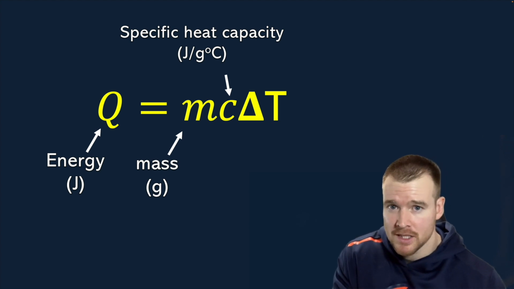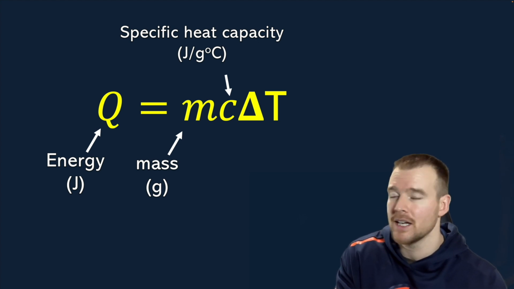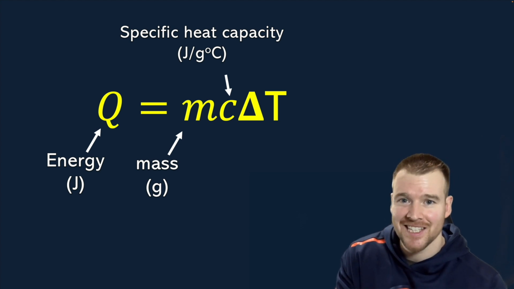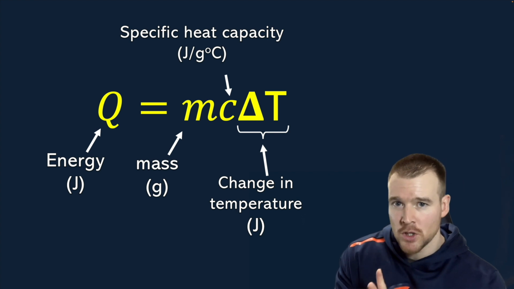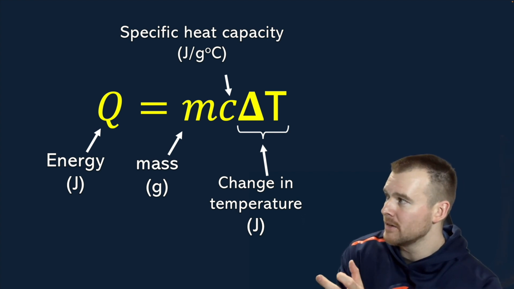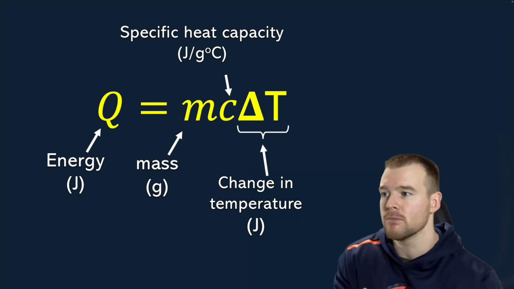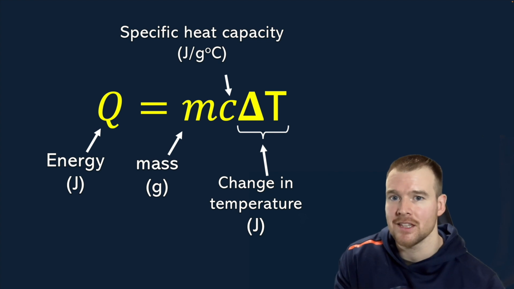The next part looks the most intimidating, but it's actually not too bad. There's a triangle, which is delta, or means change. So change in T, you may have guessed T is temperature. So even though it looks like two things, it's actually just one number. Delta T is our change in temperature. So if it heats from 20 to 25, that number would just be 5. It's just looking at the change.